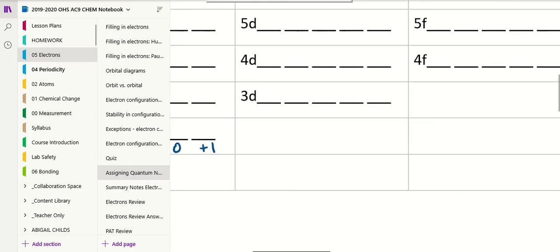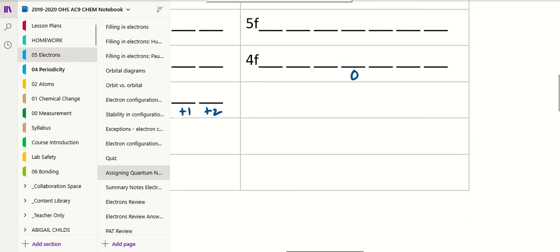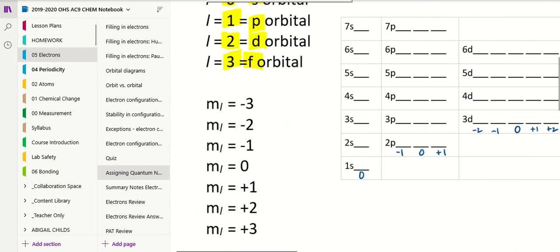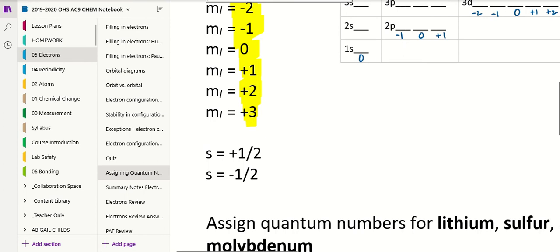D, how many orbitals do you have? 5. Start with 0 in the center, +1, +2, -1, -2. F, how many orbitals do you have in the F sublevel? Start with 0 in the center, +1, +2, +3, -1, -2, -3. So based on that last electron filled in, we are going to determine which orbital it fills into with that notation. So, F has all of these values, while S only has one of those values. And last, is your electron spin up? Or is your electron spin down? +1/2 if it's spin up, -1/2 if it's spin down.